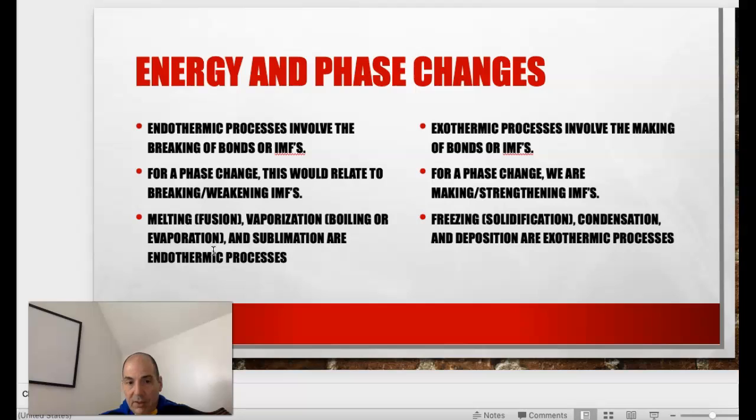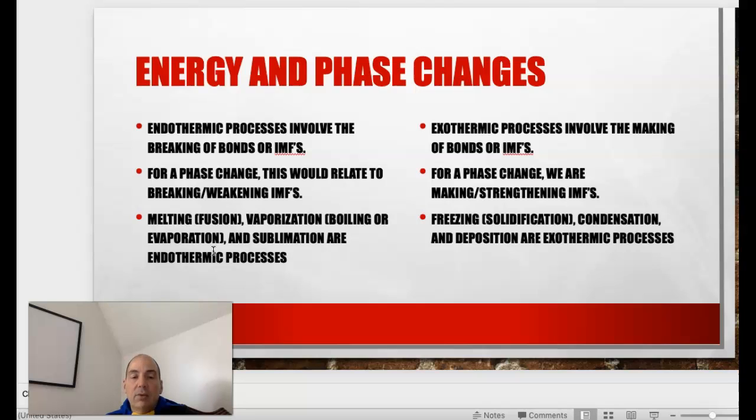When you are freezing something, if you put water in your freezer and it comes out as ice, what the freezer does is it pulls heat away from it because the reaction is giving off heat and the freezer is just taking it away so that it can dispose of it out the back of the freezer. So freezing is an exothermic process.